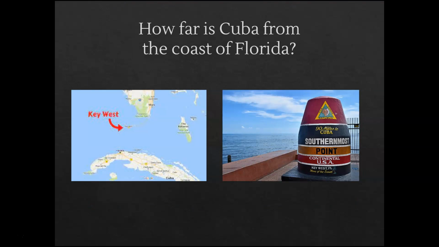Now, Cuba is very close to America, 90 miles. As a matter of fact, this is a little marker for the southernmost point in the United States, 90 miles to Cuba. So geographically, Cuba was threatening because they were so close to the United States.